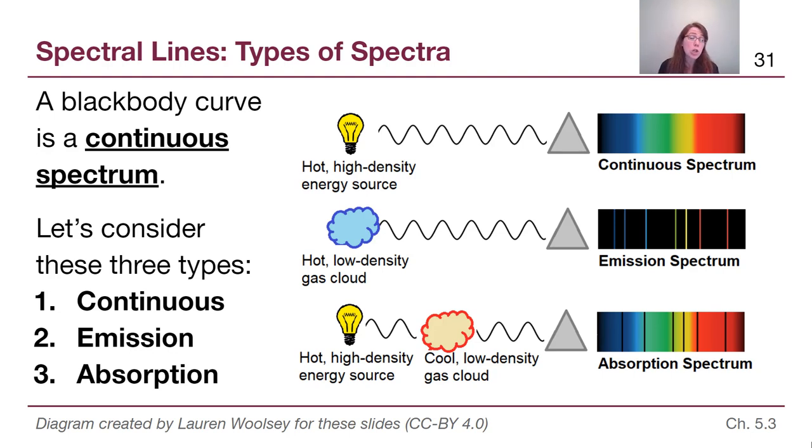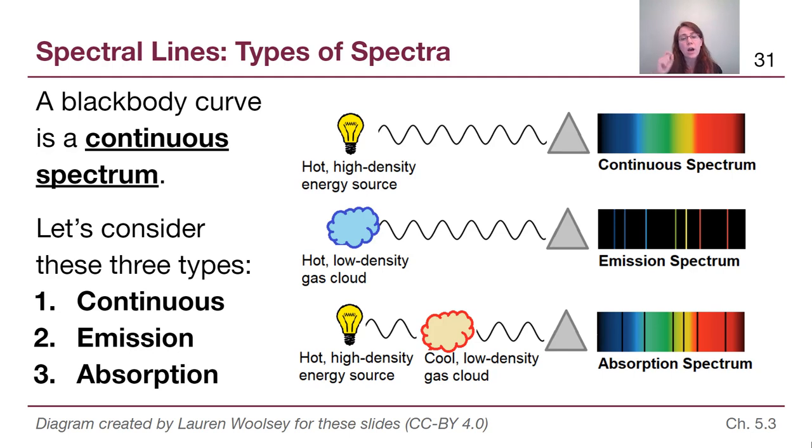If we have a hot, low density gas cloud, so sodium lamps, for street lamps, or neon signs that say open in restaurants, those low density gas clouds aren't producing black body radiation. They're not dense enough to do that, but they do produce light. They can glow and they will create what's called an emission spectrum. And we'll get into in this chapter why that happens.